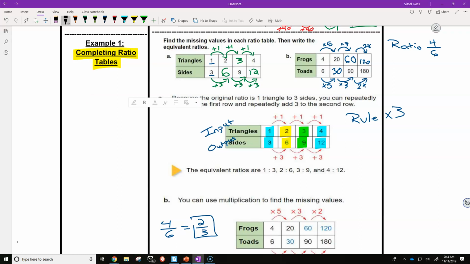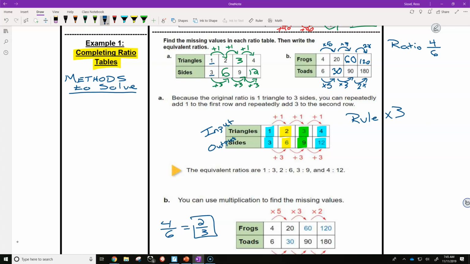Alright, what I'm going to put over here next to example 1 goes to everything. And I'm going to say methods, I just put it on the side. Methods to solve.